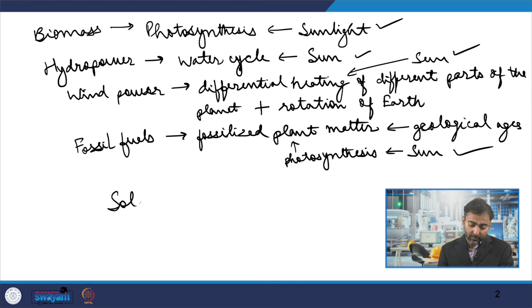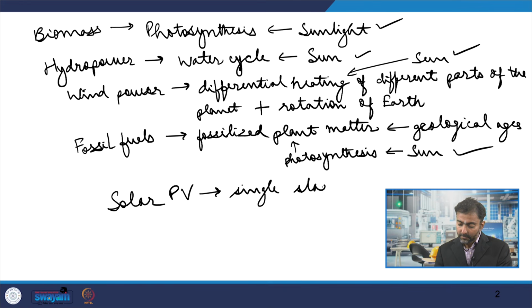Solar PV is very different from all these other types of power sources. Why? The reason is, if you look at solar PV, it is just a single stage conversion from light to electricity.